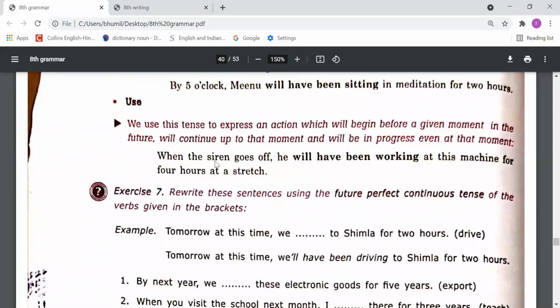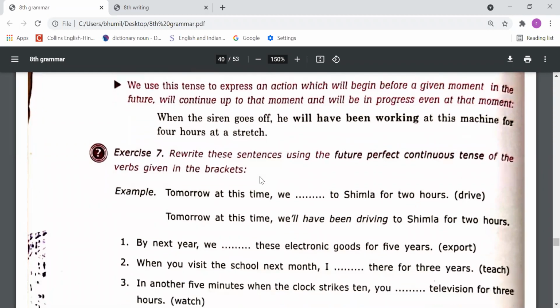When the siren goes off, he will have been working at this machine for hours at a stretch. So you can see that action will have been going on in the future from a particular moment, and that's why we have used here future perfect continuous tense, means will have been plus ing form.